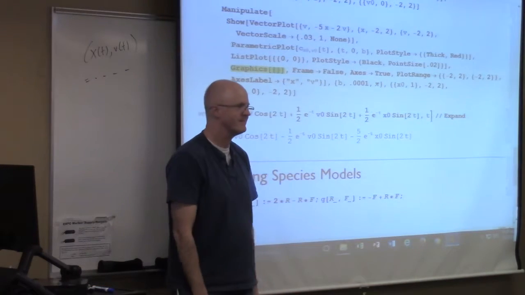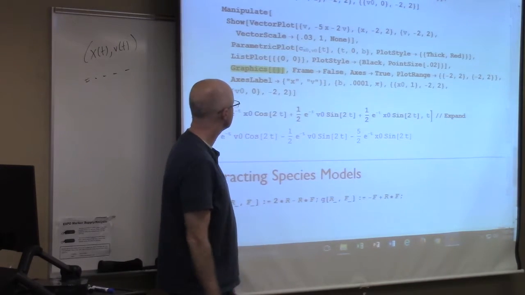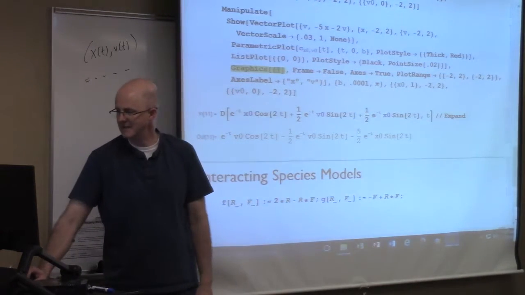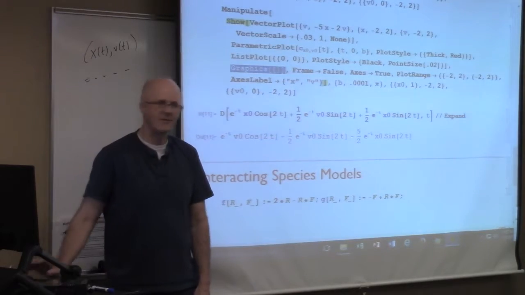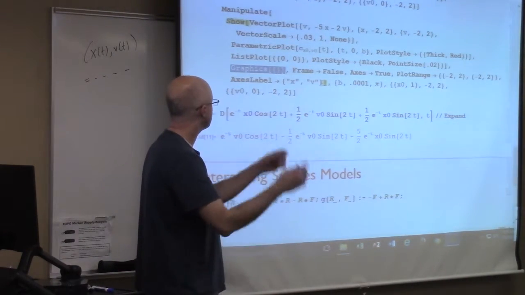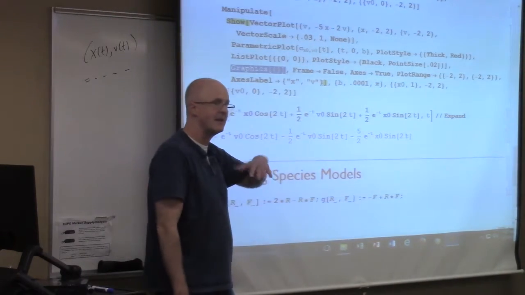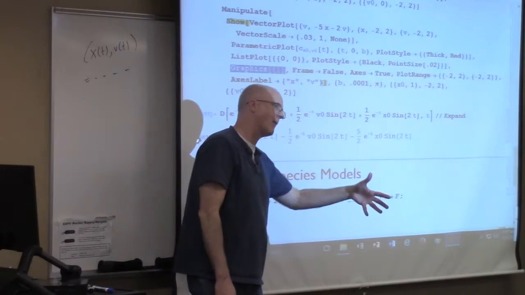Remember using that? Graphics and arrow. The syntax is kind of weird, but here's the basic syntax for using graphics. You have the word Graphics, capital G, and the square bracket for its input. You're going to have curly braces inside there, and what goes inside the curly braces is things like thick, red, arrow.